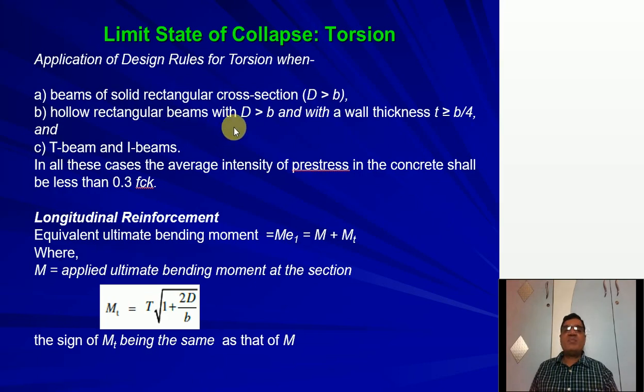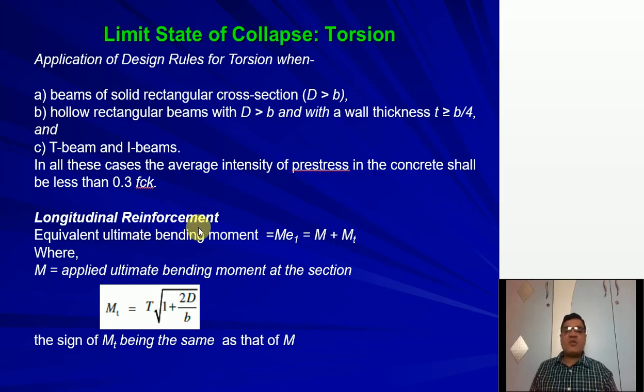For hollow rectangular beams with D greater than B and with a wall thickness T greater than or equal to B by 4, and all T beams and I beams, in all these cases the average intensity of pre-stress in the concrete shall be less than 0.3 fck. Well, now when we are designing it for torsion, first we have to design longitudinal reinforcement and then shear reinforcement.